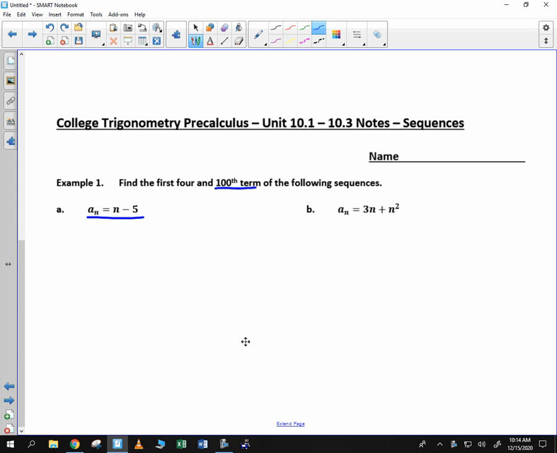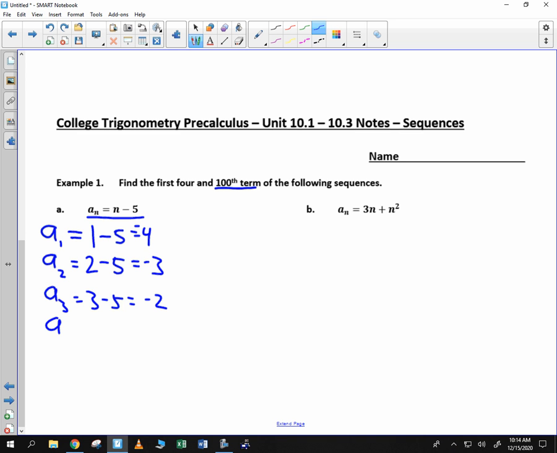So this is a sequence, and this notation means that if you'd like to find the first term, which is referred to as a sub 1, then we plug 1 in for n. 1 minus 5 is negative 4, excuse me. If you'd like to find the second term, you take 2 minus 5, and you get negative 3. A sub 3 would be 3 minus 5, which is negative 2, and a sub 4 is 4 minus 5, which is negative 1.